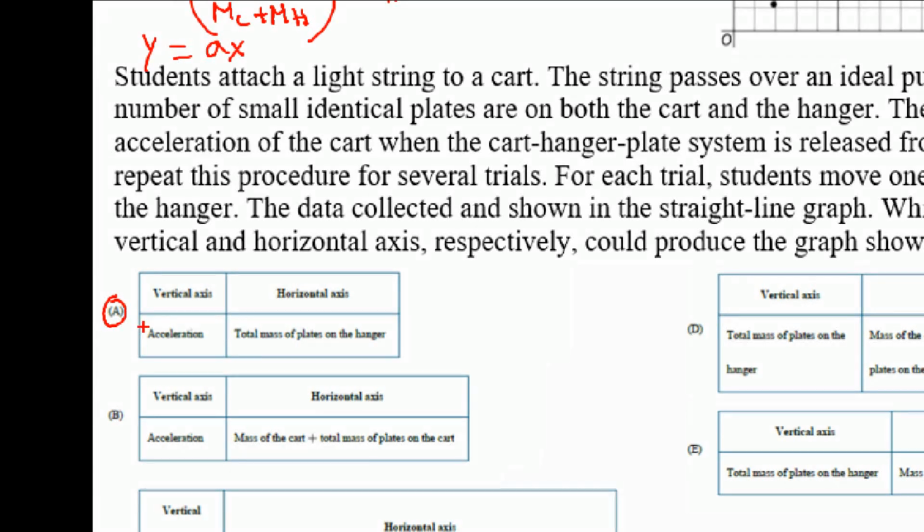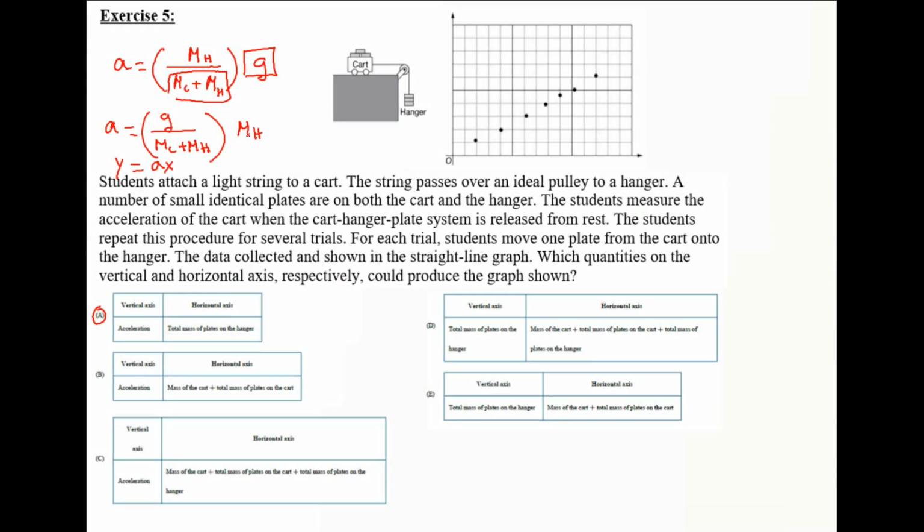Along the vertical axis, we will plot the acceleration, and along the horizontal, we will only plot the total mass of plates on the hanger only.